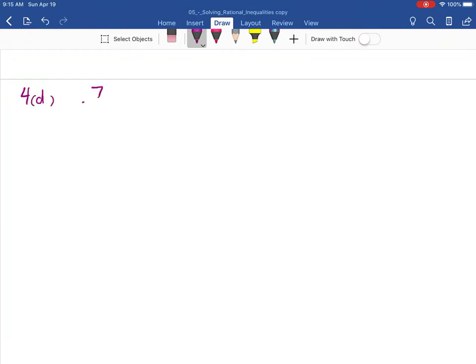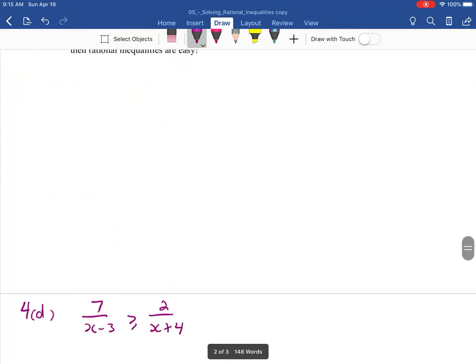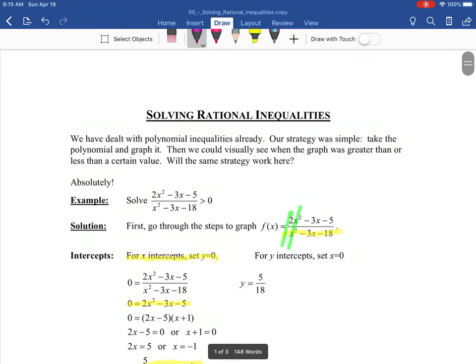One of your homework questions here, I'm going to steal one of your homework questions, number 4D. And number 4D asks you to find out when 7 over x minus 3 is greater than or equal to 2 over x plus 4. And that's a major league problem.